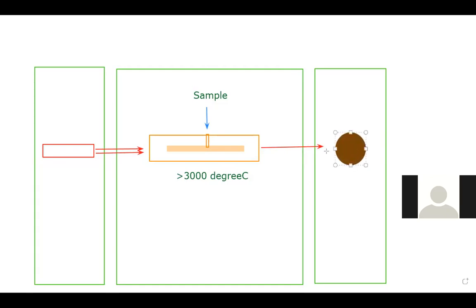This detector will detect the transmitted light, and then the signal from the detector will go to the instrument software system, where there will be processing of the data. The data will be processed, and then you get it in the form of an output.